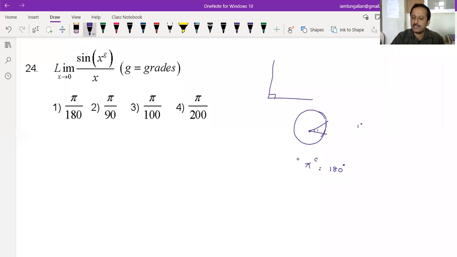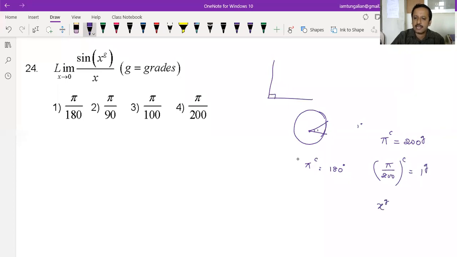Right? So 180 degrees is equal to 200 grades. So from there we can write pi radian is equal to 200 grades. Remember this formula. Just like the relation between radian measure and degree measure, pi radian equals 180 degrees, in the same way, pi radian equals 200 grades. That you remember. Therefore, from this we can write pi by 200 radian is equal to 1 grade.